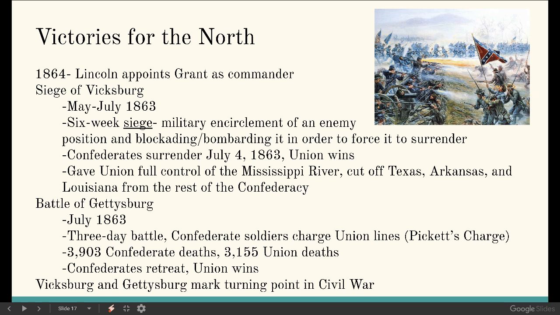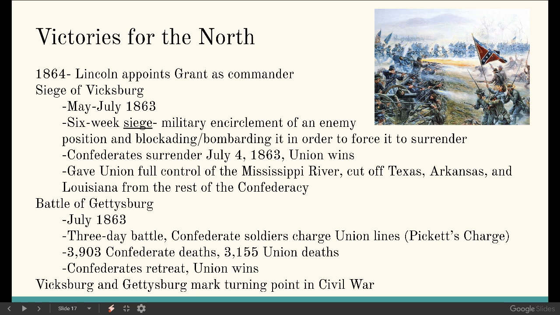And then we also have, of course, the famous Battle of Gettysburg in July 1863. This is a 3-day battle in which the Confederate soldiers charge into the Union lines. This is called Pickett's Charge, and it resulted in a tremendous amount of deaths, over 7,000 deaths between the Confederates and the Union, 3,000 to 4,000 deaths on each side in just a matter of 3 days. So that's a pretty big death toll for one battle.